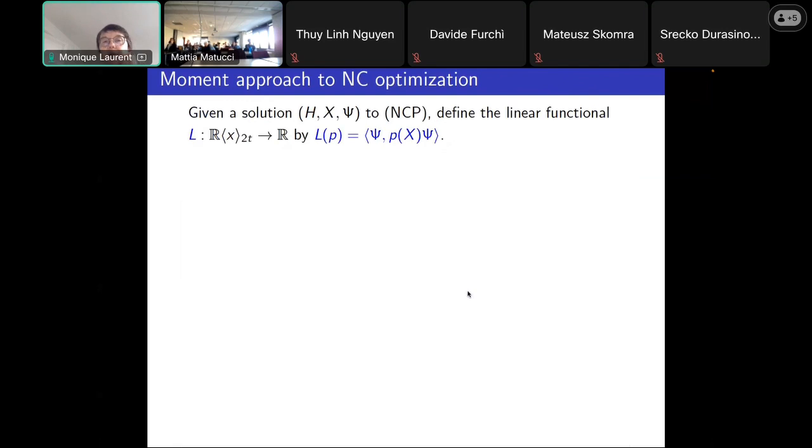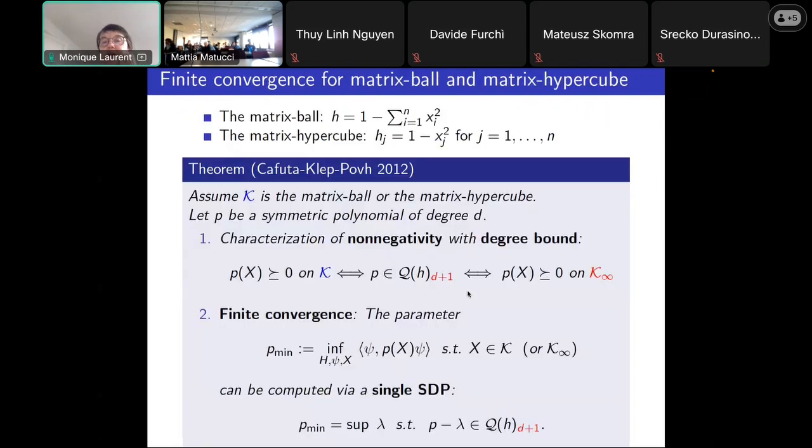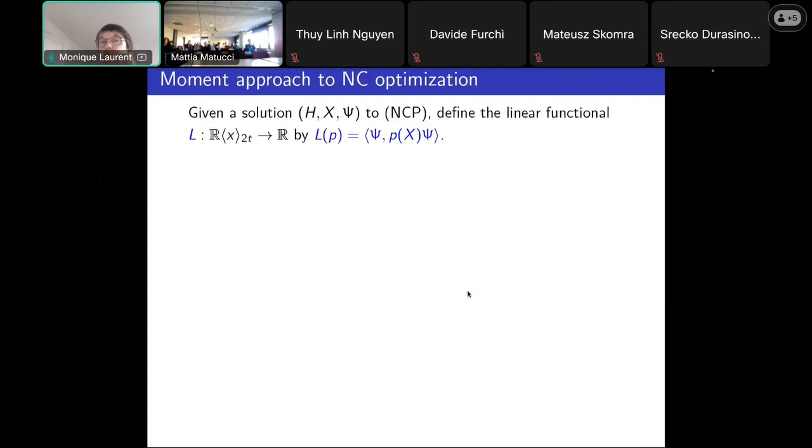And what actually is underlying these facts, at least in my view, what makes them much easier to grasp, is going to the moment approach.